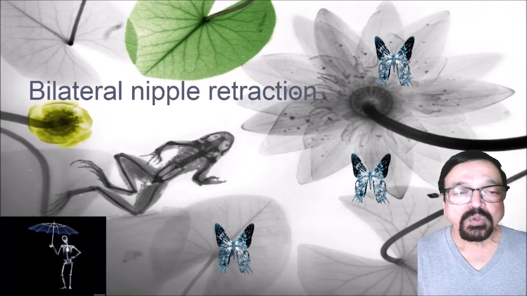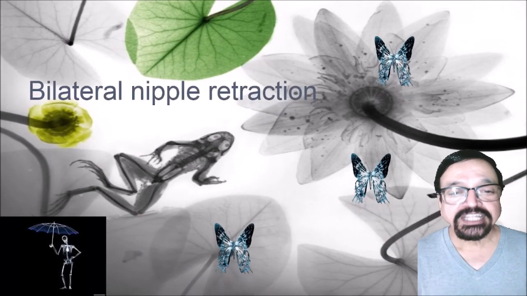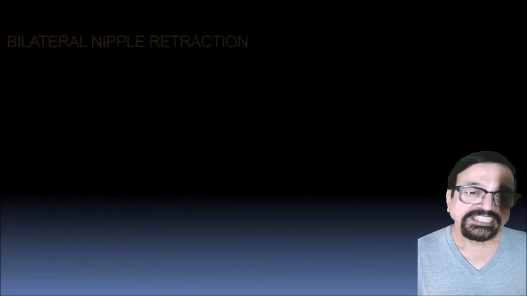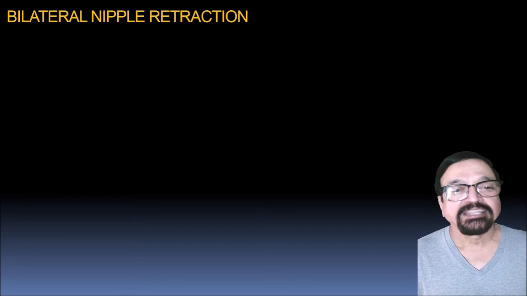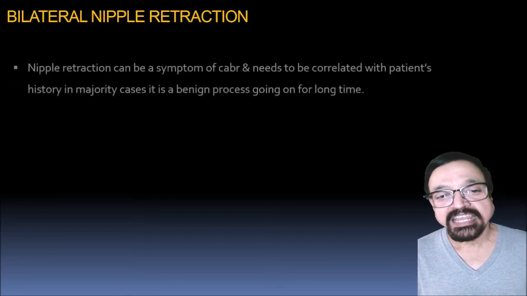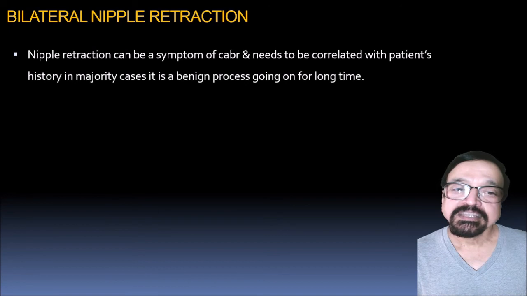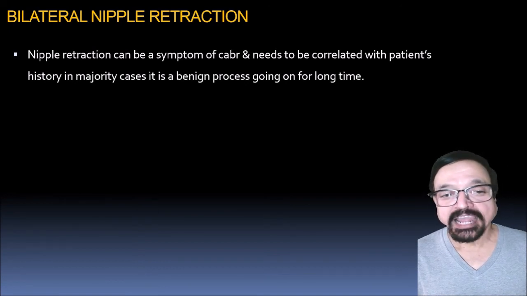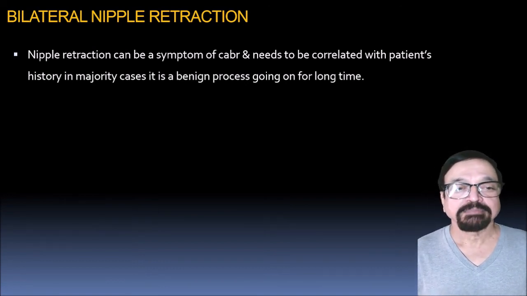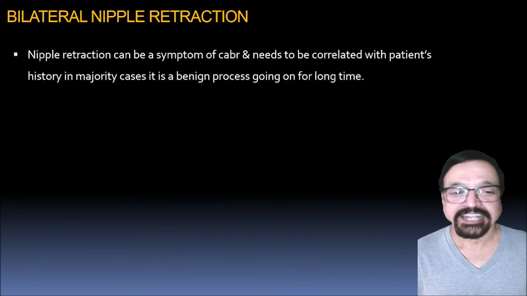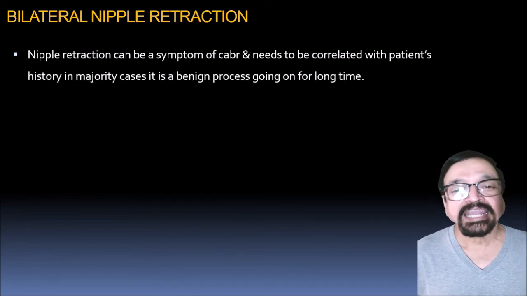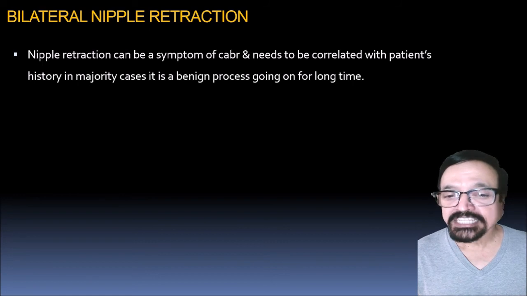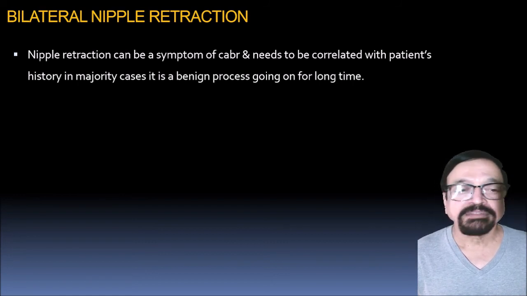Now let us come to another inflammatory process, that is nipple retraction, unilateral or bilateral. Bilateral by and large reflects an inflammatory or some other process, but unilateral you have to be careful because there can be chances of malignancy. Nipple retraction can be a symptom of carcinoma and needs to be correlated with the patient's history, and in the majority of cases it is a benign process going on for a long time.